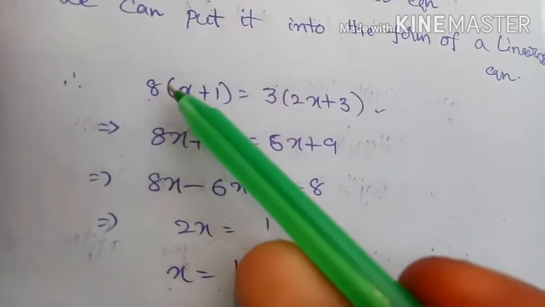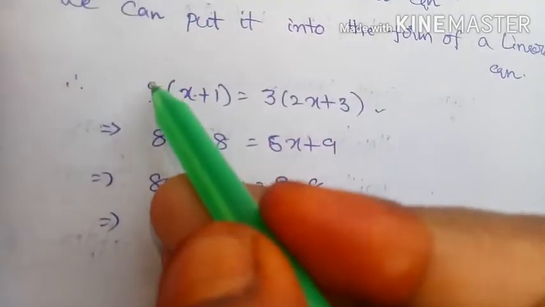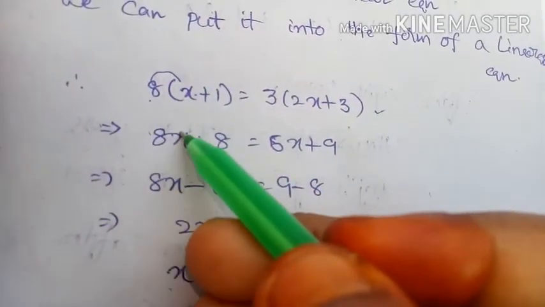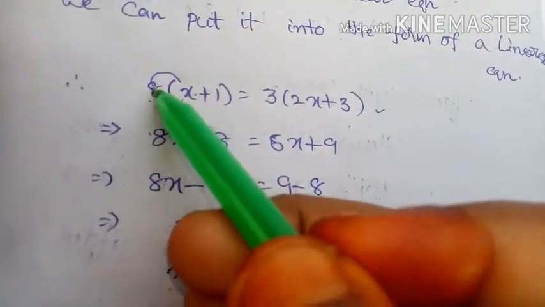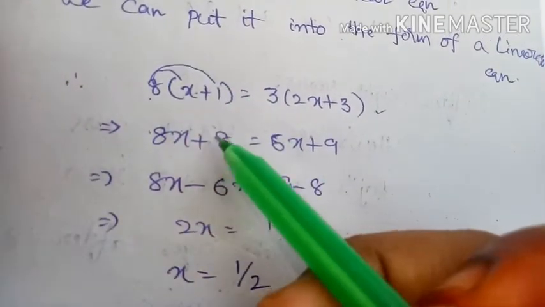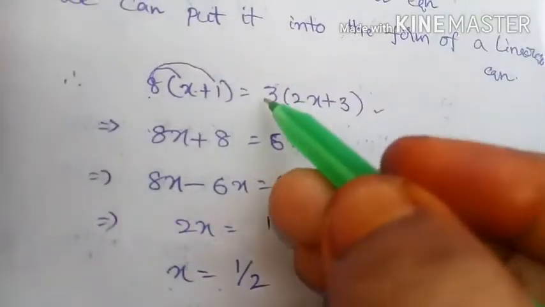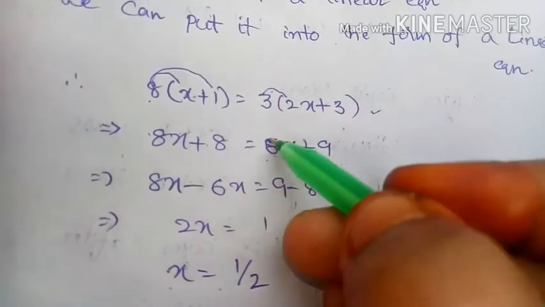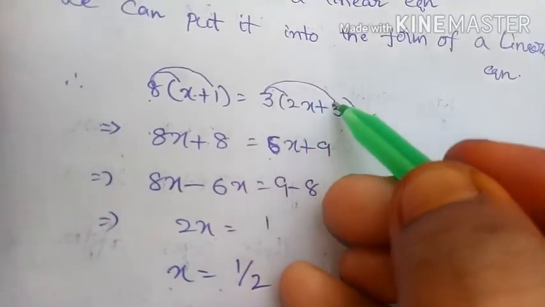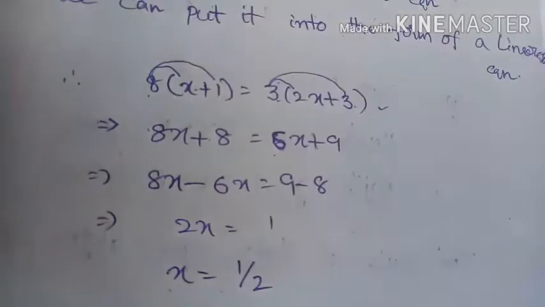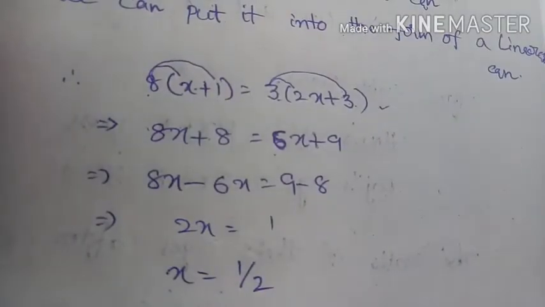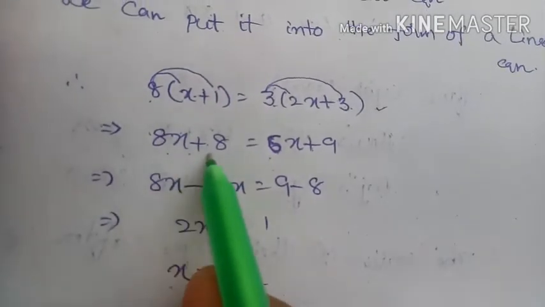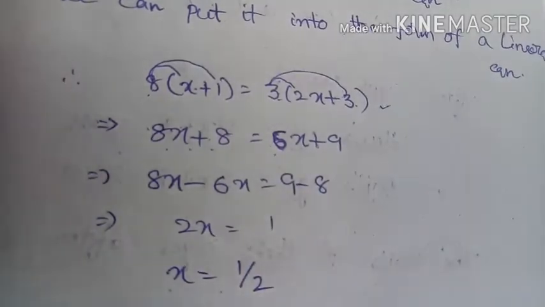So then 8 into x is 8x, plus 8 into 1 is 8, is equal to 3 into 2x is 6x, plus 3 into 3 is 9. Clear? So 8x plus 8 is equal to 6x plus 9.